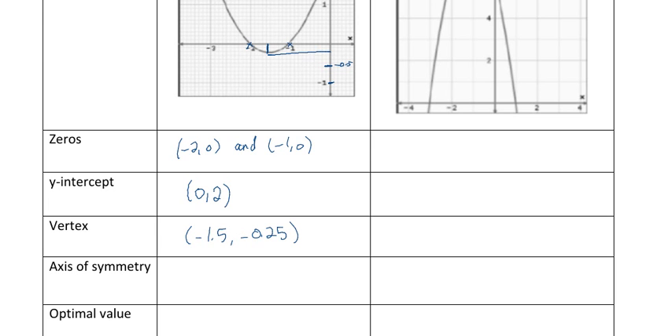So where would your axis of symmetry be? Negative 1.5? Negative 1. Yeah, negative 1. What's your optimal value? Negative 0.25.